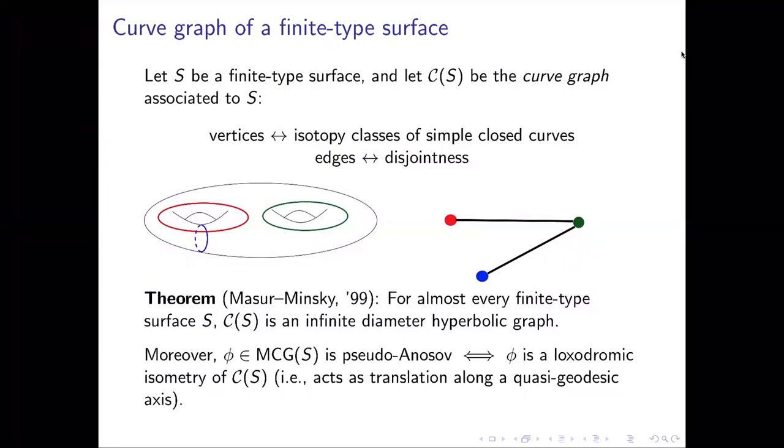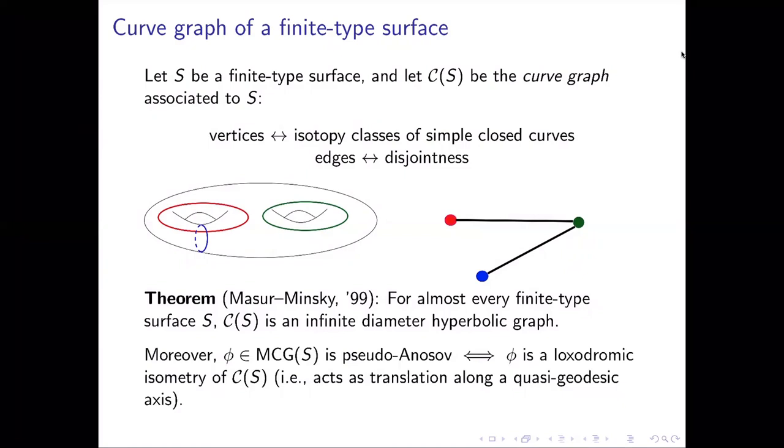So a loxodromic isometry of a hyperbolic space is one that acts as translation along an axis. So in particular, the orbit is unbounded and will give you a quasi-geodesic going off to infinity in 2 directions. And that's the quasi-geodesic axis.